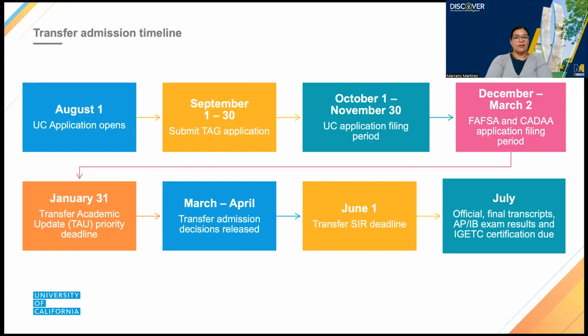From October 1st to November 30th is when UC students can submit applications. The deadline remains November 30th, and applicants are not considered on a first served basis.